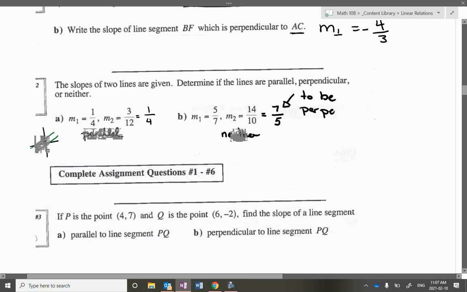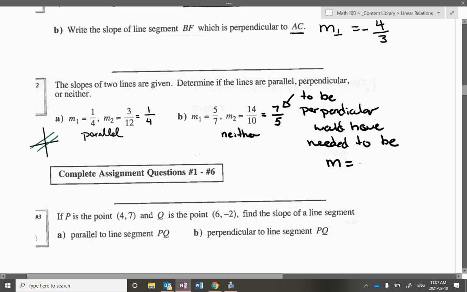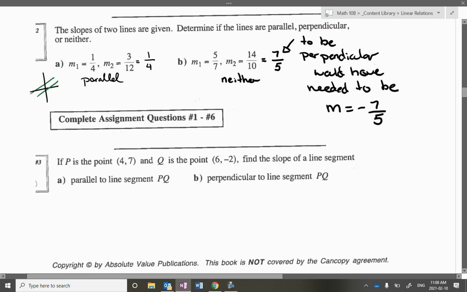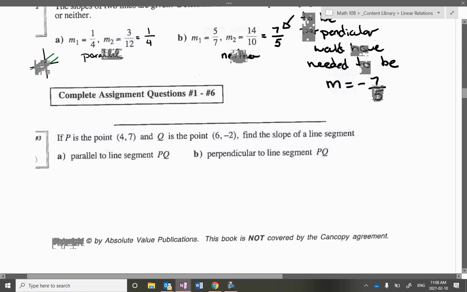So for it to be perpendicular, it would have needed to be what? Good, negative. So if P is a point and Q is another point, find the slope of the line segment.